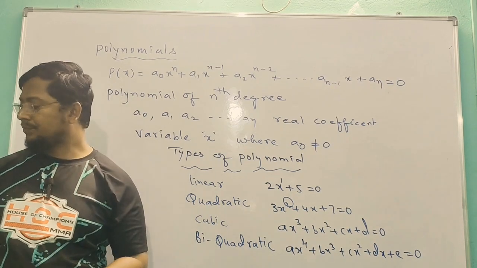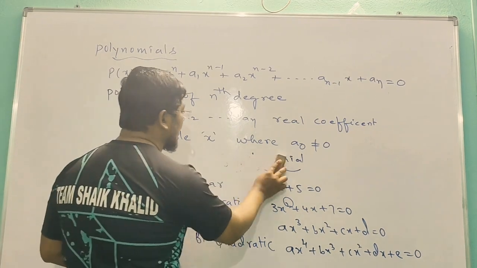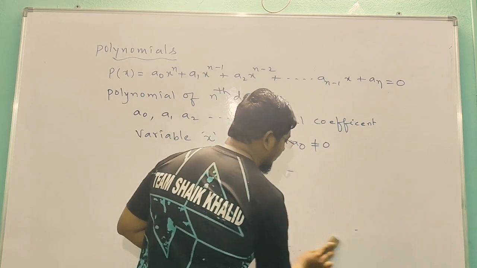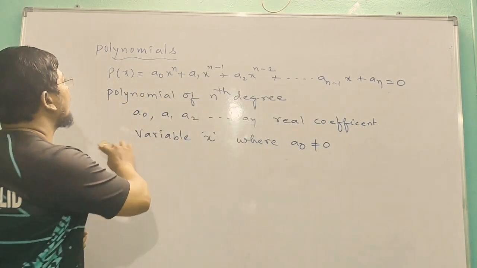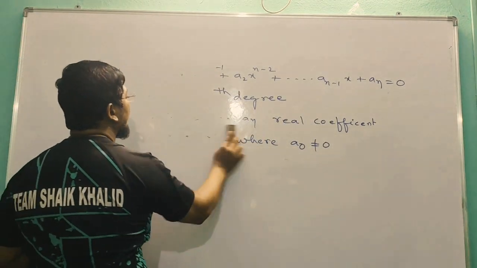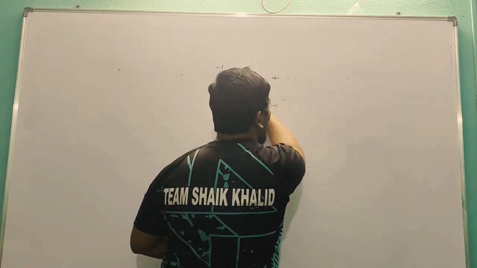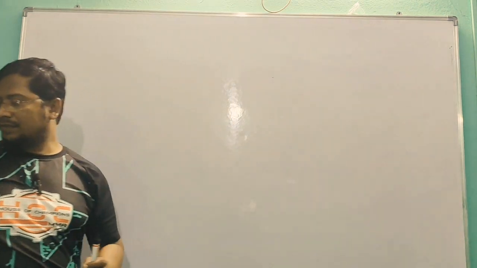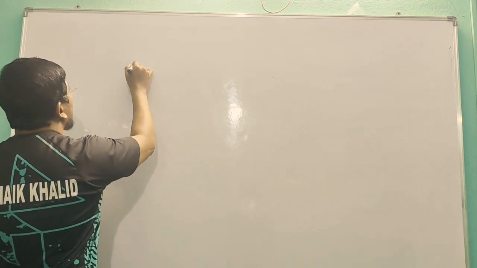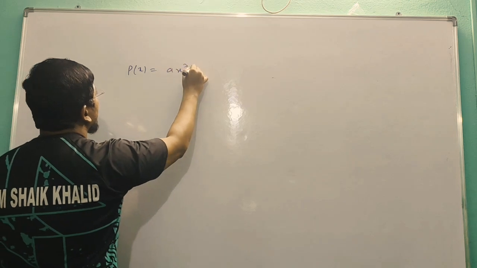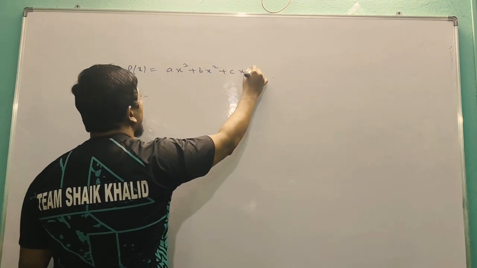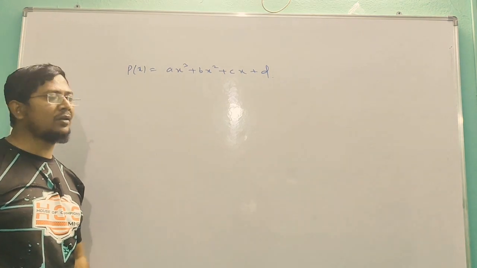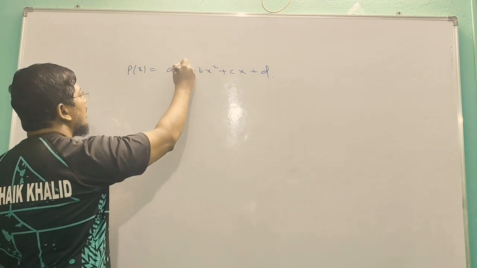Okay, next, coefficient of a polynomial. Coefficient of a polynomial means what? Suppose you have a polynomial in the form p of x is equal to ax cube plus bx square plus cx plus d. So this is a polynomial of degree 3, because the highest power is 3, a cubic polynomial.